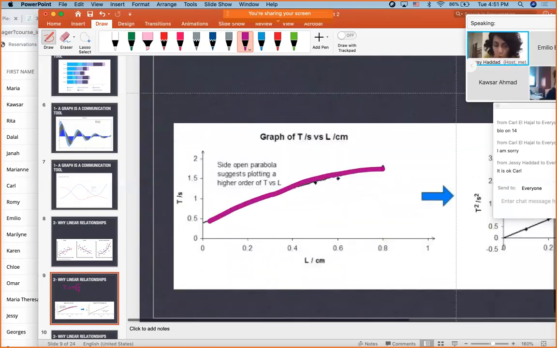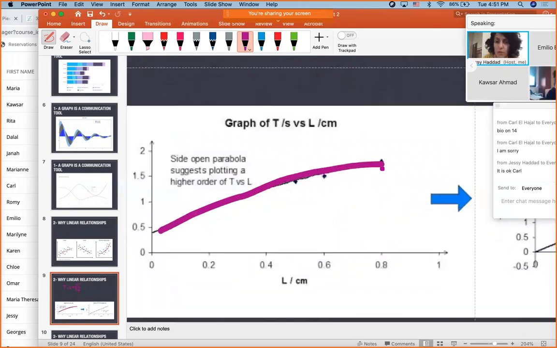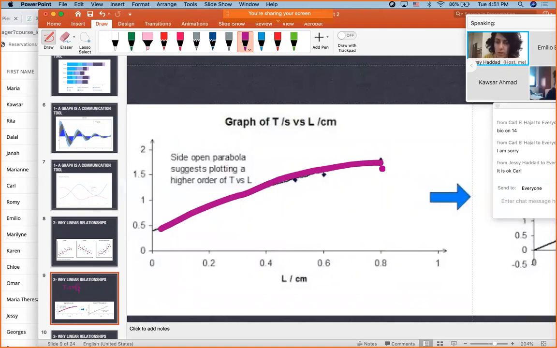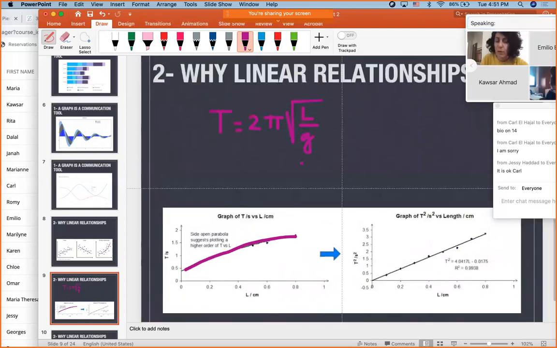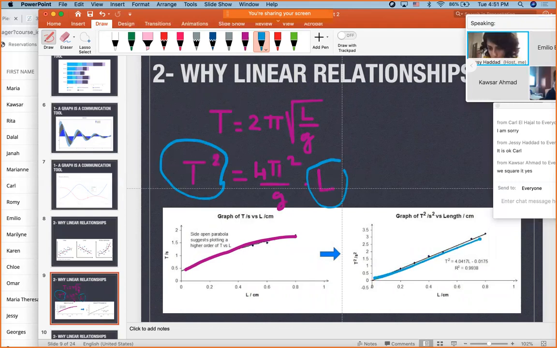All right? What do you suggest we can plot to make it linear, to force it to become linear? Either radical L or radical L over G. All right, or probably T squared like they did here, T squared versus L. So T squared is gonna be 4 pi squared over G times L. Do you agree? Yes, it works too. Yeah, so if I plot this versus that, I'm gonna get a straight line passing through the origin, and you can see it.